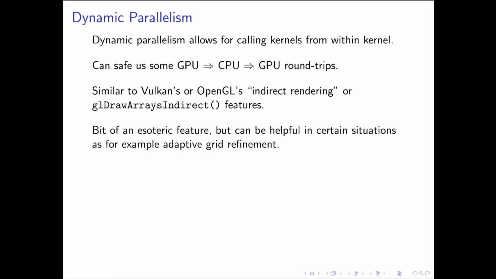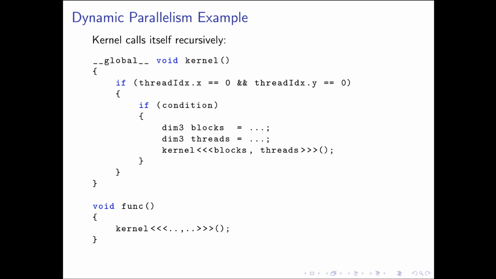It's a bit of an esoteric feature actually, but it can be helpful in certain situations, for example, when you do something like adaptive grid refinement. The idea is basically that you have a kernel, and to begin with you call that kernel from the host, so that it starts running at some point, and then within the kernel you just call the kernel a second time or maybe a third time and so on.